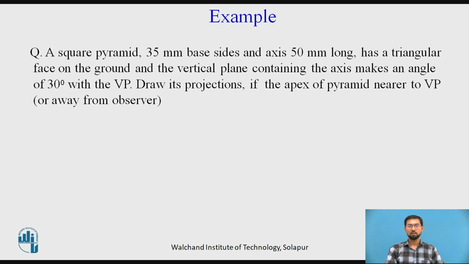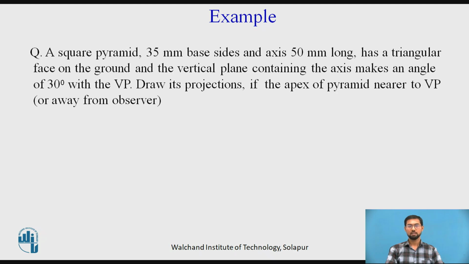Example: a square pyramid, 35 mm base sides and axis 50 mm long, has a triangular face on the ground, and the vertical plane containing the axis makes an angle of 30 degrees with the VP. Draw its projections if the apex of the pyramid is nearer to VP or away from the observer. Now students, make a note of this example.